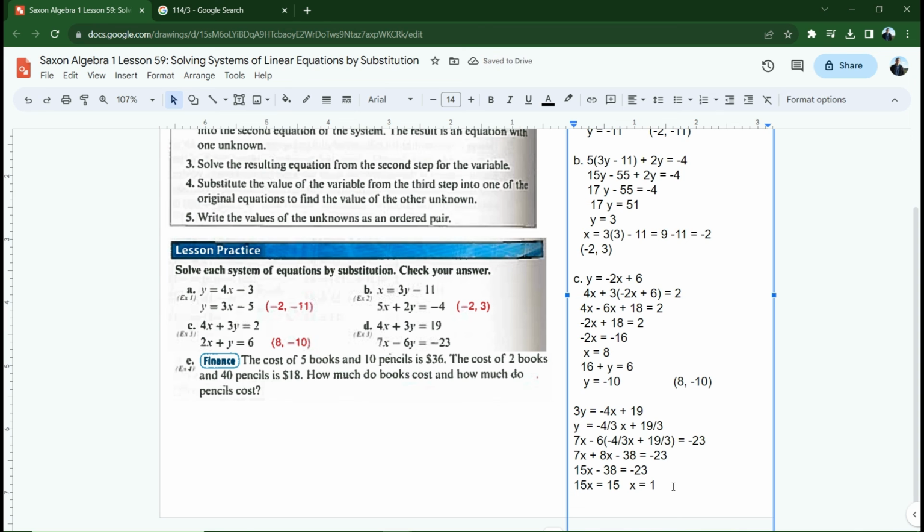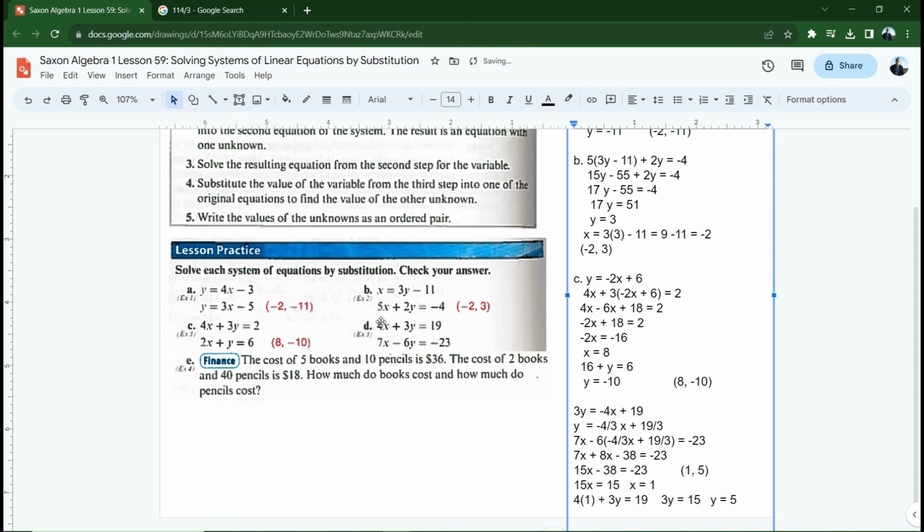Let's do the first equation. It's going to be 4 times 1 plus 3y equals 19. 4 times 1 is just 4. I'm going to subtract 4 from both sides of this. That gives me 3y equals 15, or y equals 5. And then I can just go back up here and put my ordered pair, 1, comma, 5.